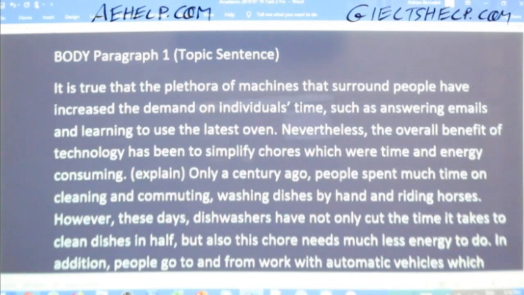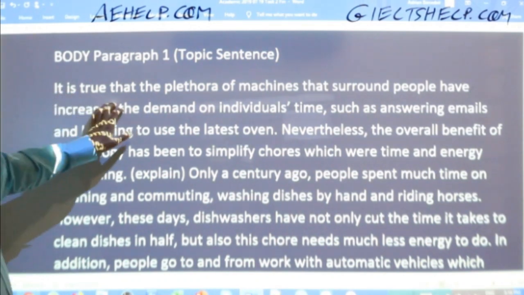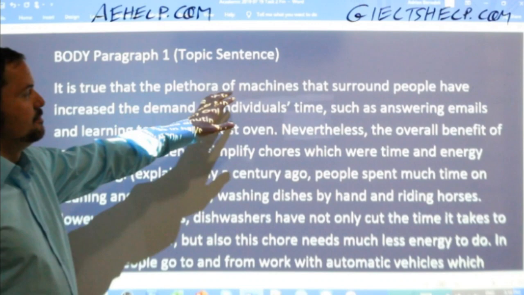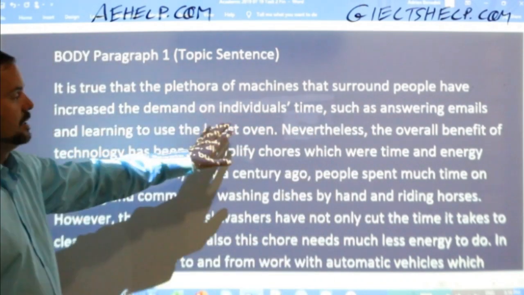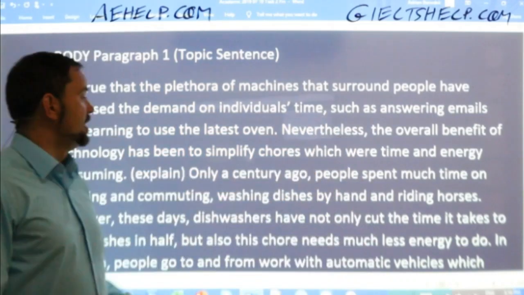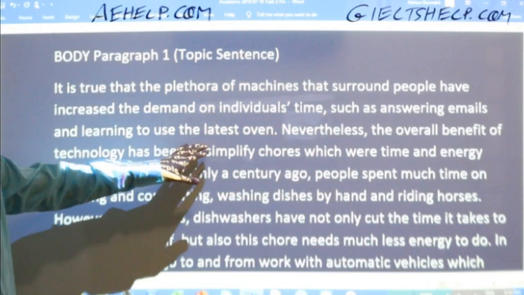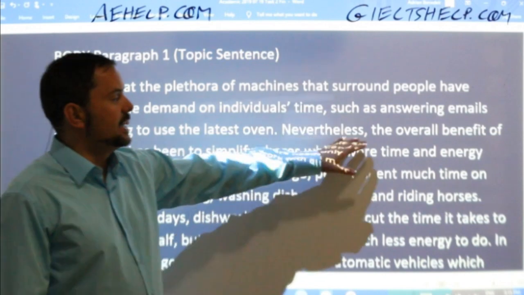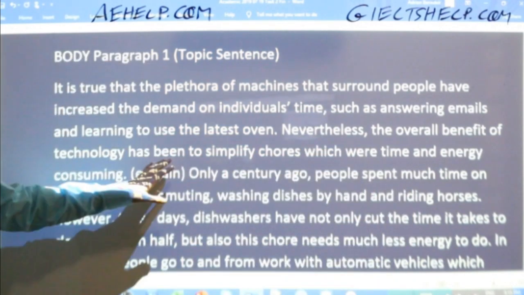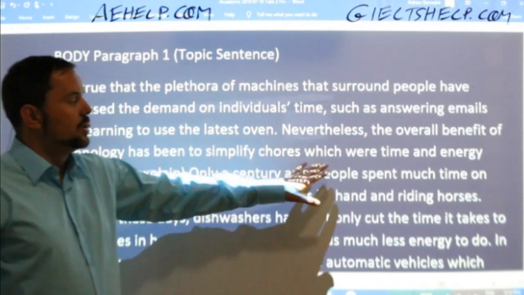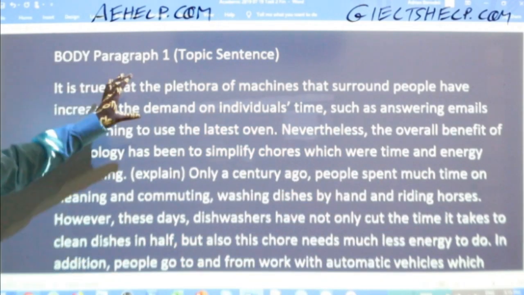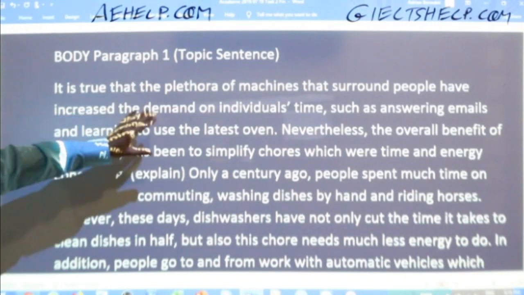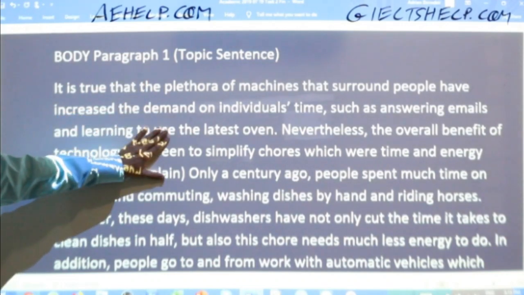So a better way to think about it is there's a topic sentence. It is true that the plethora of machines that surround people have increased the demands on individuals' time, such as answering emails and learning to use the latest oven. Nevertheless, the overall benefit of technology has been to simplify chores which were time and energy consuming. Okay, so again, the argument, the counter argument in more detail.